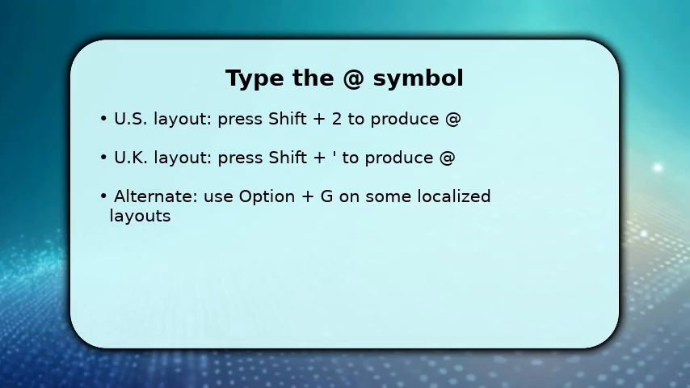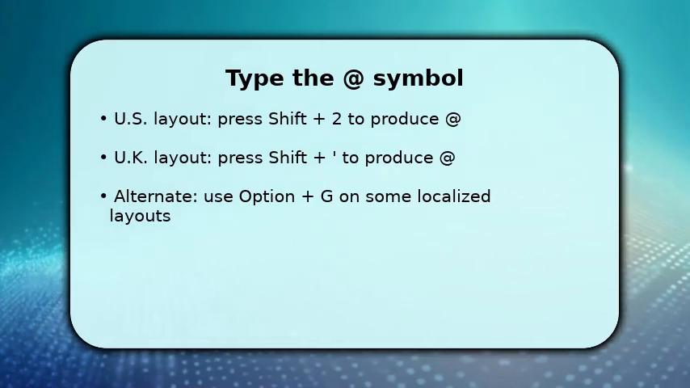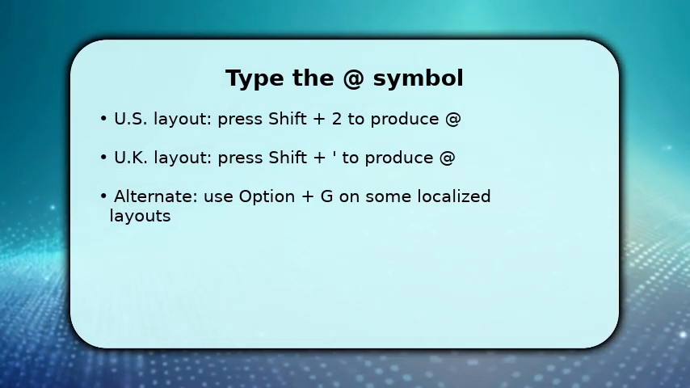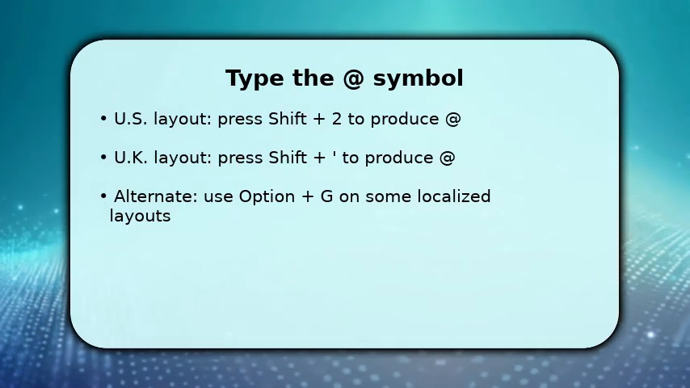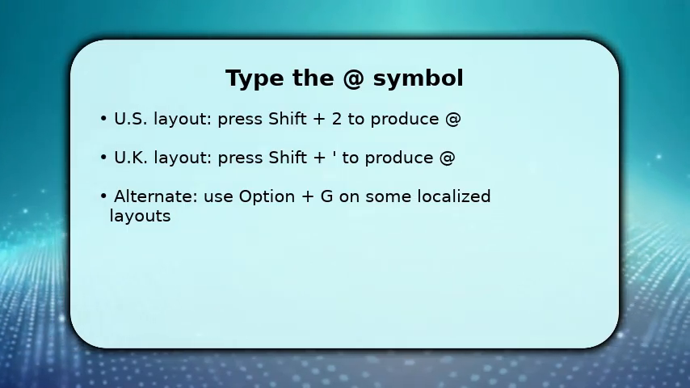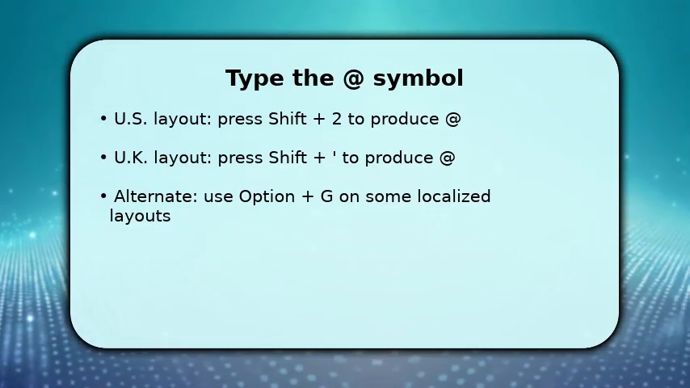For certain localized or international layouts, Option plus G produces the symbol. Make sure you press Shift or Option cleanly without holding extra modifiers. A quick tap gives a reliable result in any text field.